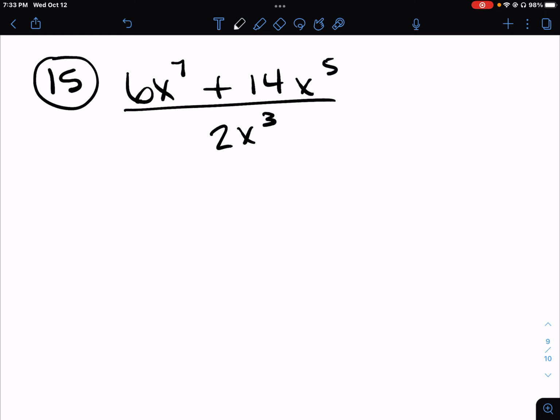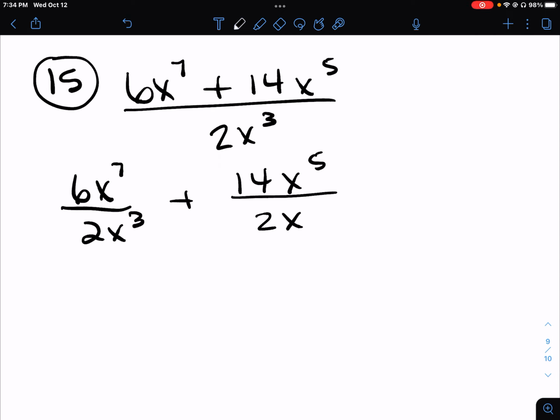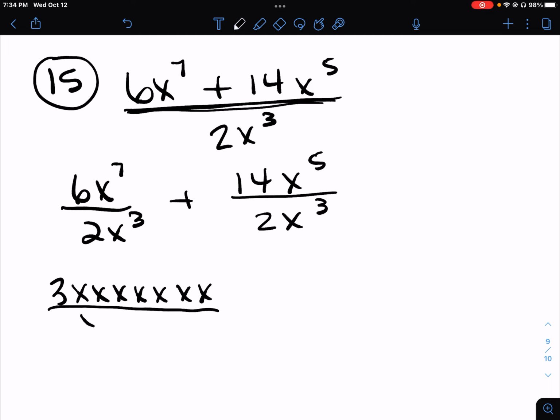Okay, these are both being divided by 2x to the third because that division line goes underneath both of them. Okay, so 6 divided by 2 is 3. There's x7. There's x3. The 3 on bottom divide out, so we're left with 3x to the fourth.